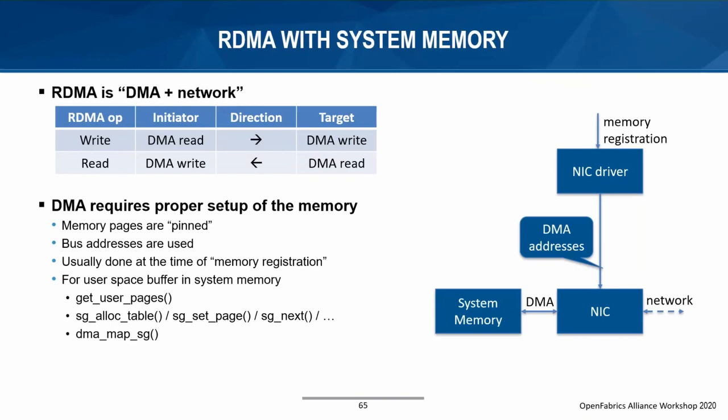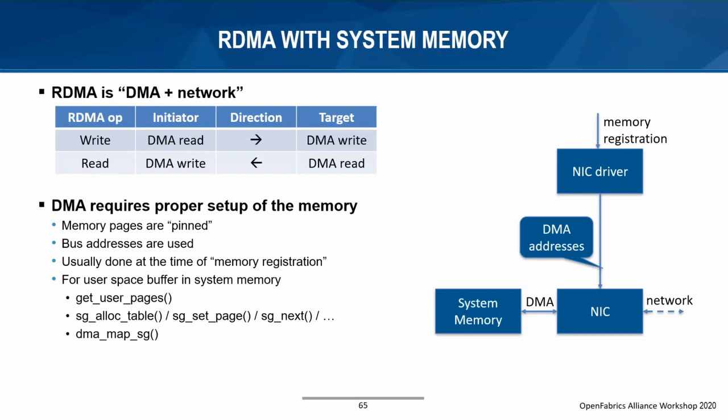In order to set up the DMA operation, the memory pages need to be pinned, so that while the DMA is in progress, the physical memory doesn't get used for a different purpose. The DMA operation also needs to use the bus address, not the virtual address. This is usually done at the time of memory registration.